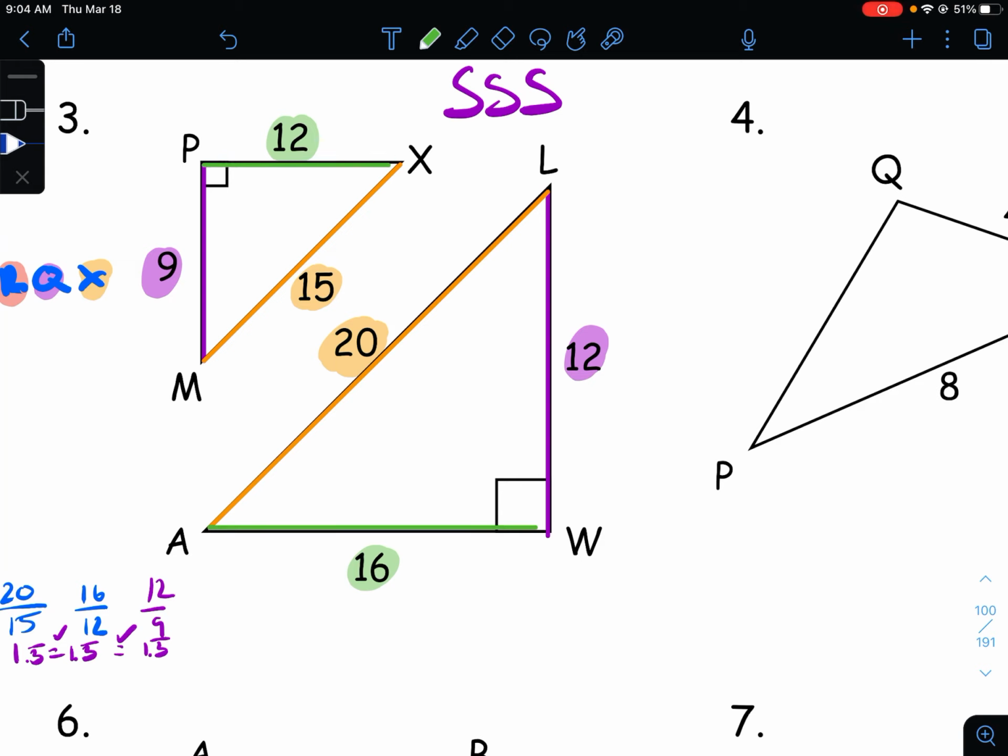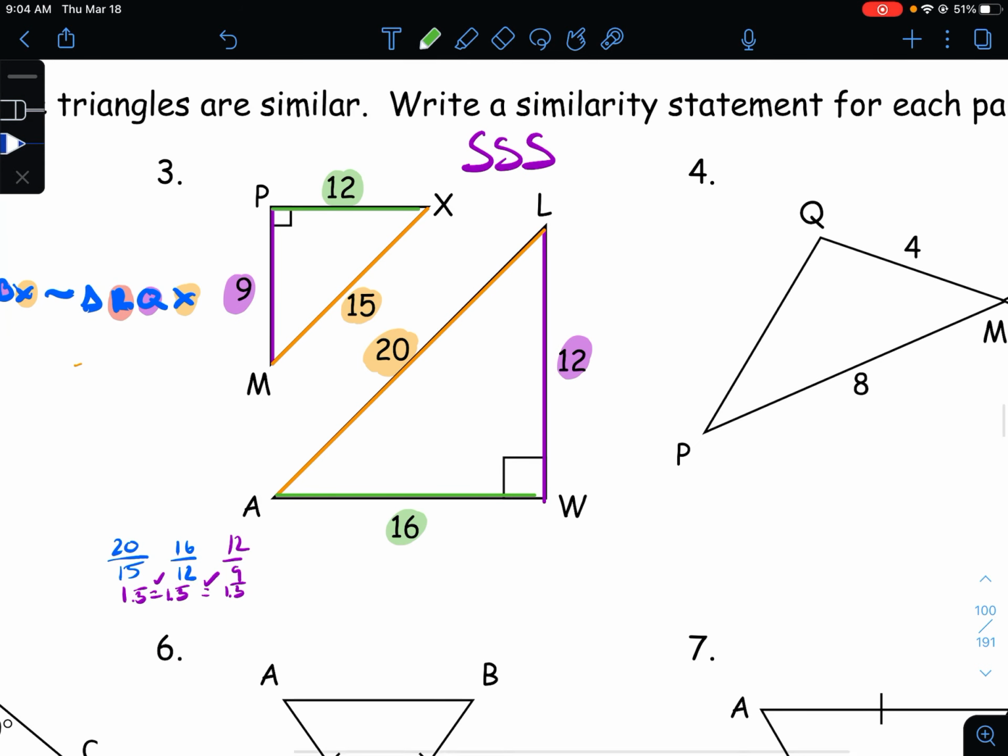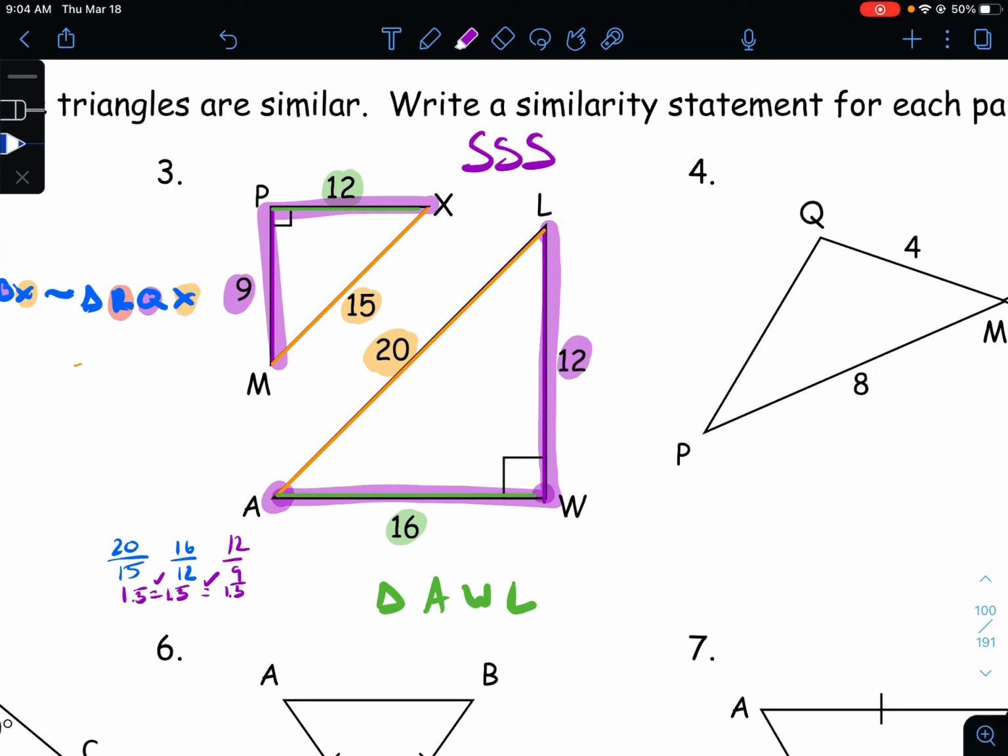Basically the way that I tend to teach this is you have to follow the same route. So let's just name one. How about we do the big triangle? Let's just name it AWL. The path that we took is we went through green, then through purple. So we need to go through green, then through purple. We start at green-orange, go to green-purple, and then purple-orange.